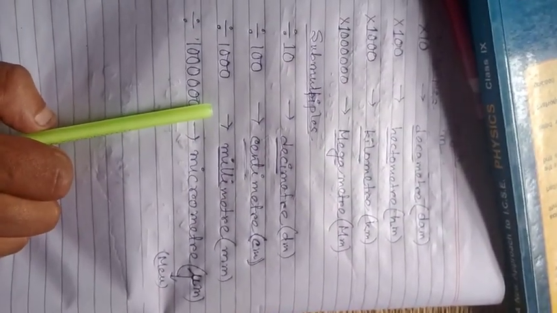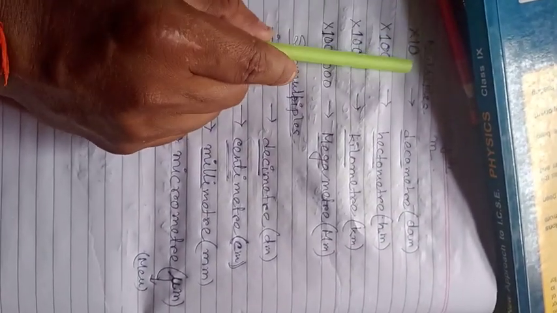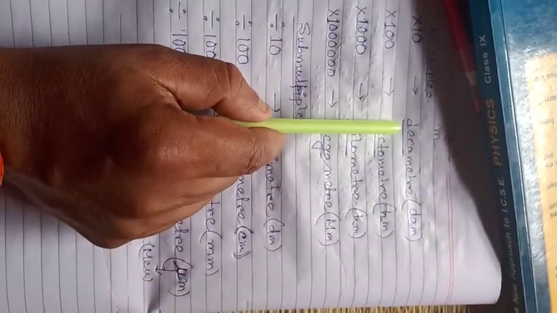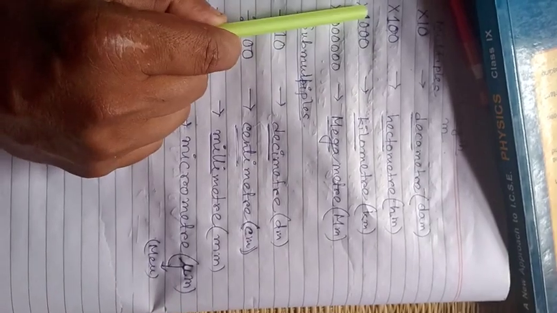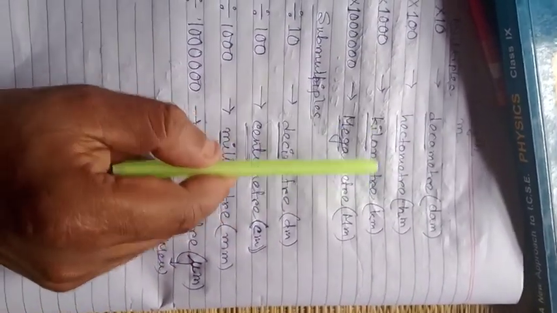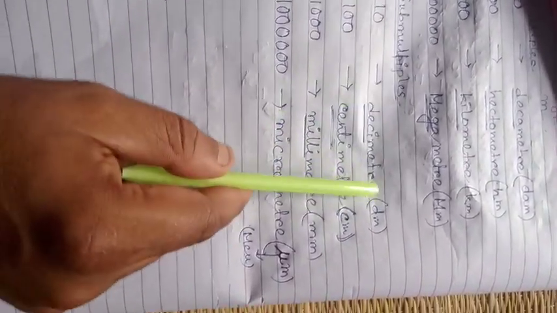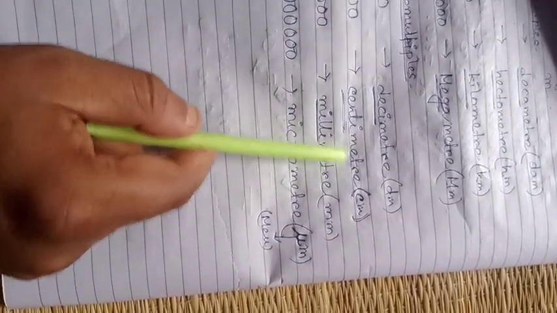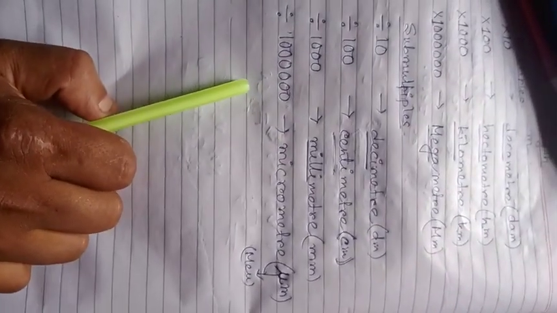Similarly, for capacity or volume, we use the unit liter. For multiples, multiplying by 10, we get 10 liter, which we write as decaliter. Multiplying by 100, that means 100 liter, we write hectoliter. Multiplying by 1000, kiloliter. Multiplying by 10 lakh, megaliter. Dividing by 10, deciliter. Dividing by 100, centiliter. Dividing by 1000, milliliter, and dividing by 10 lakh, microliter.